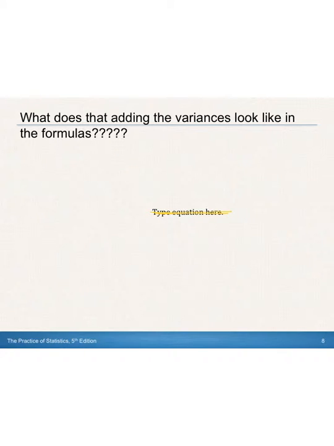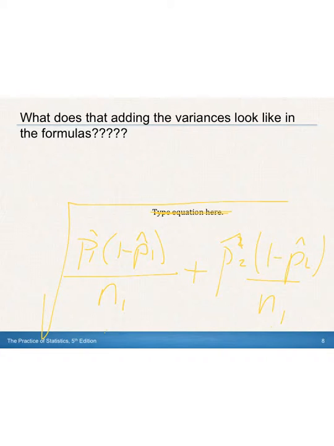I'll just write it. So we know that our variance for p hat 1 looks like this. And our variance for p hat 2 looks like this, because we haven't taken the square root yet. So this is the variance of p hat 1, this is the variance of p hat 2. So to find the new standard deviation, we just take the square root of the sums of those. That's what it looks like.